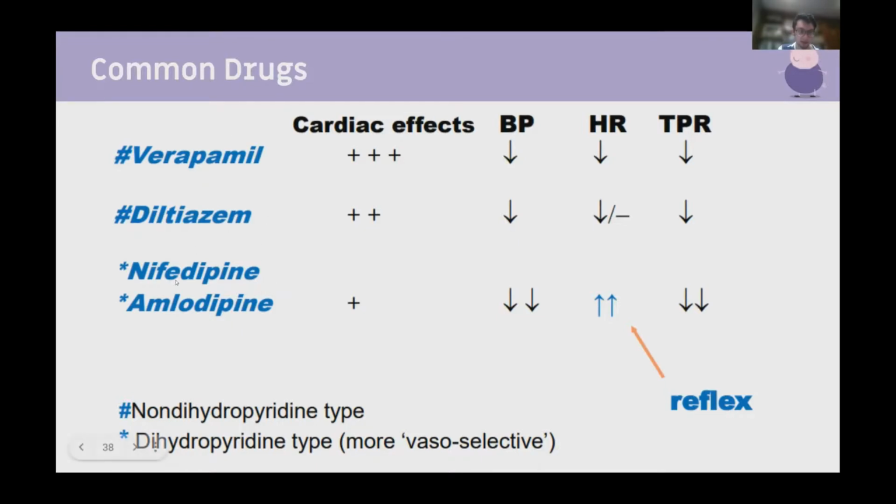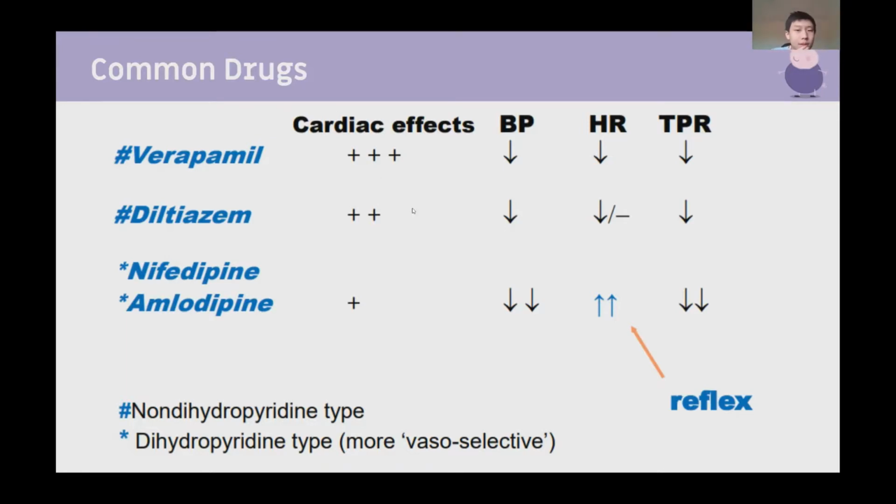That's quite assessed. So definitely try to know amlodipine can lead to reflex tachycardia because it is more vasoselective, whereas verapamil has more cardiac effects. Diltiazem is about in the middle, and so it's not as commonly asked. Anything to add, Andrew?